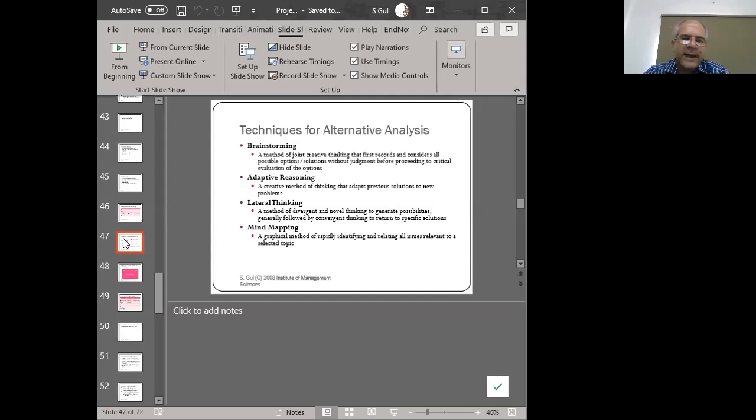Another way is called adaptive reasoning, where you say, well, something worked in a similar situation elsewhere, but that situation was not 100% like what I have here. But if I adapt that solution, I can use it in this situation in which I am, right? So if you're doing something of that nature, it's called adaptive.